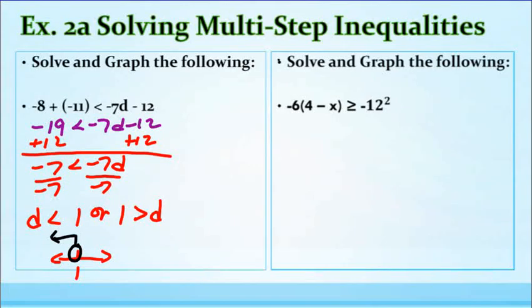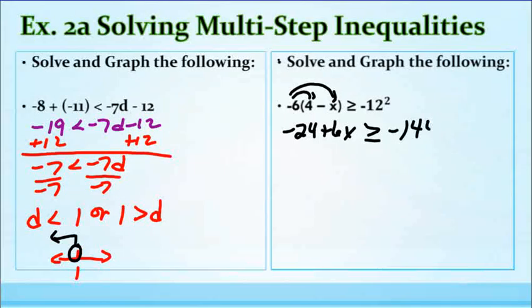Next one, I need to distribute this negative 6 and square the negative 12. So I have negative 6 times 4, which would give us negative 24. Negative 6 times negative 1x is a positive 6x, which is greater than or equal to, this would have to be negative 144. Because the negative 12 is not in parentheses, it's really negative 1 times 12 squared. And that would give us negative 144.